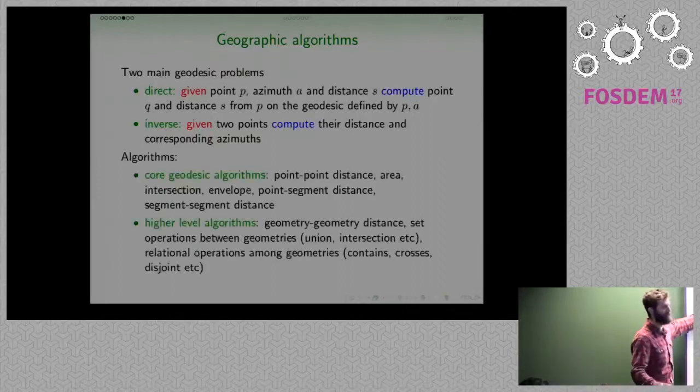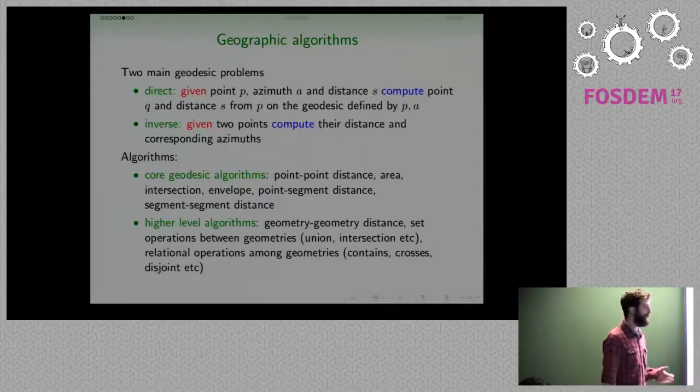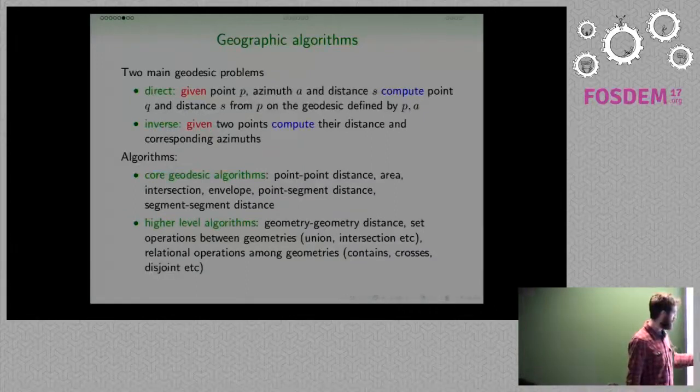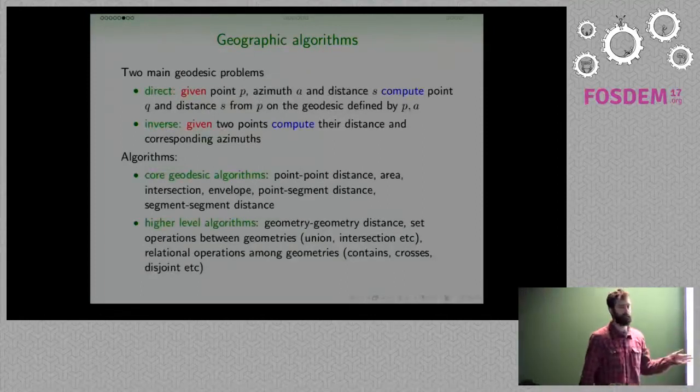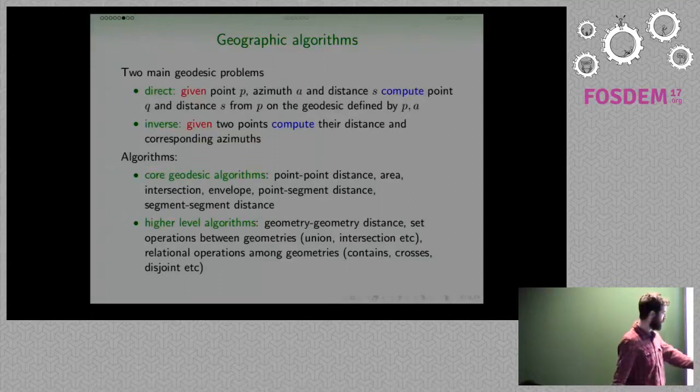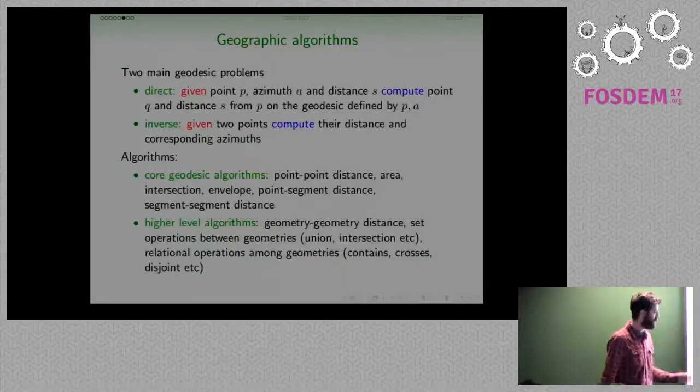So having this, assume that somebody gives us this implemented, then we can start building some core geodesic algorithms like point-to-point distance, area of a polygon or other objects, intersection, envelope, all these kinds of algorithms. And then using this, we can have higher level algorithms of geometry distance, like a distance of a multi-polygon with another crazy multi-polygon. And then we can have a set of set operations in geometry like union, intersection, etc., and relational operations. And this can be used if we want to build a spatial index.